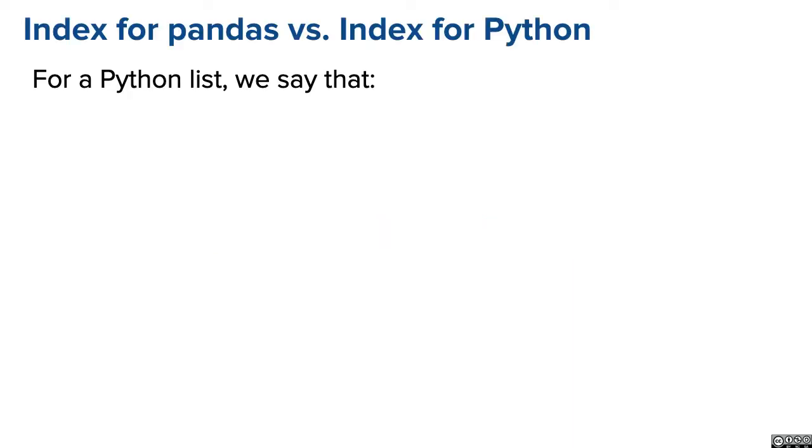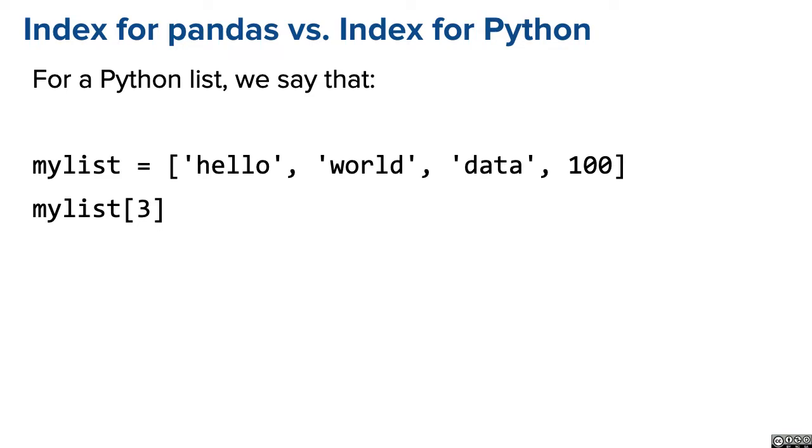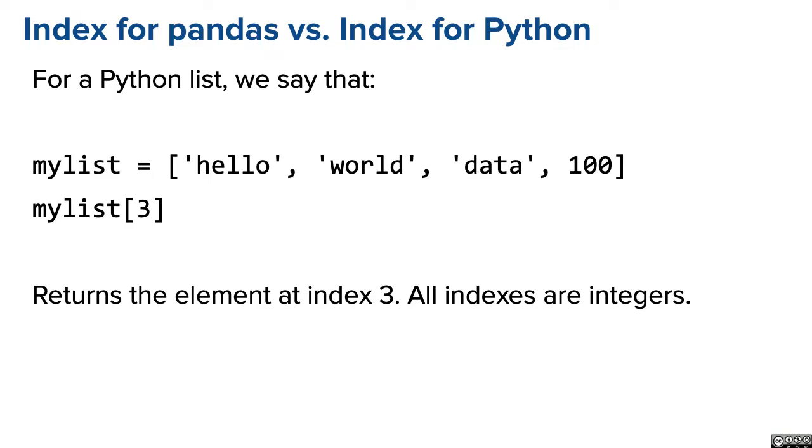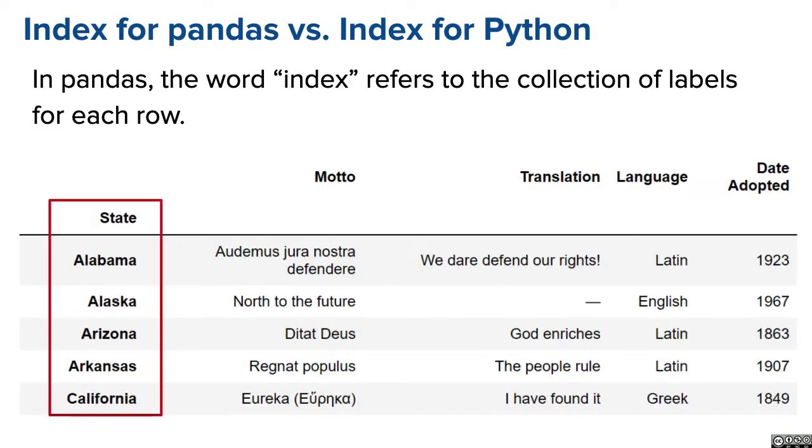I got a question yesterday about indices and indexes, and I just want to be a little clear about the language that we're using in this class. In Python, when you have this code here, and you write my_list[3], what we say is that this returns the element at index 3. And in Python, all indexes or indices are integers. Now, in pandas yesterday, we talked about how the index of a data frame refers to the collection of labels for each row.